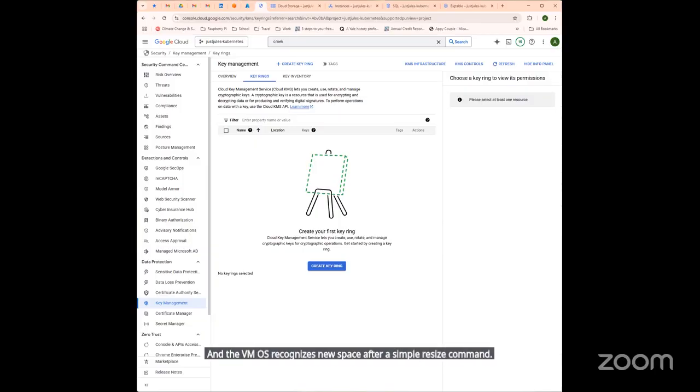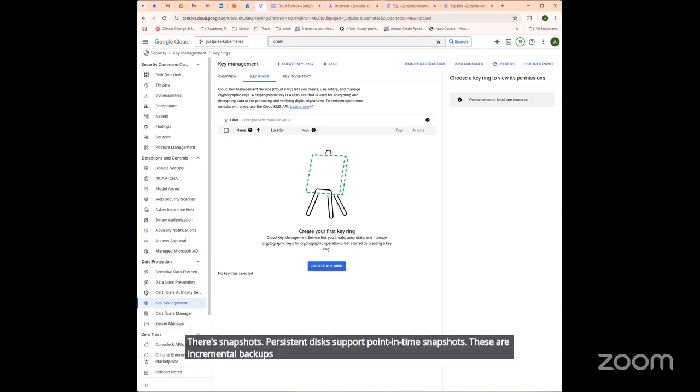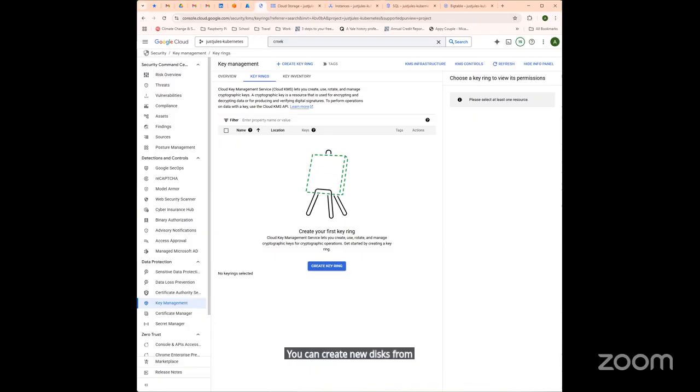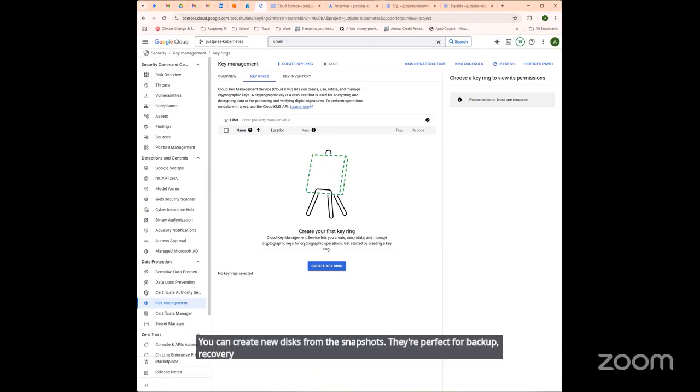There's snapshots. Persistent disks support point-in-time snapshots. These are incremental backups and only changes since the last snapshot. You can create new disks from the snapshots. They're perfect for backup, recovery, or creating test environments. And they can be scheduled automatically.